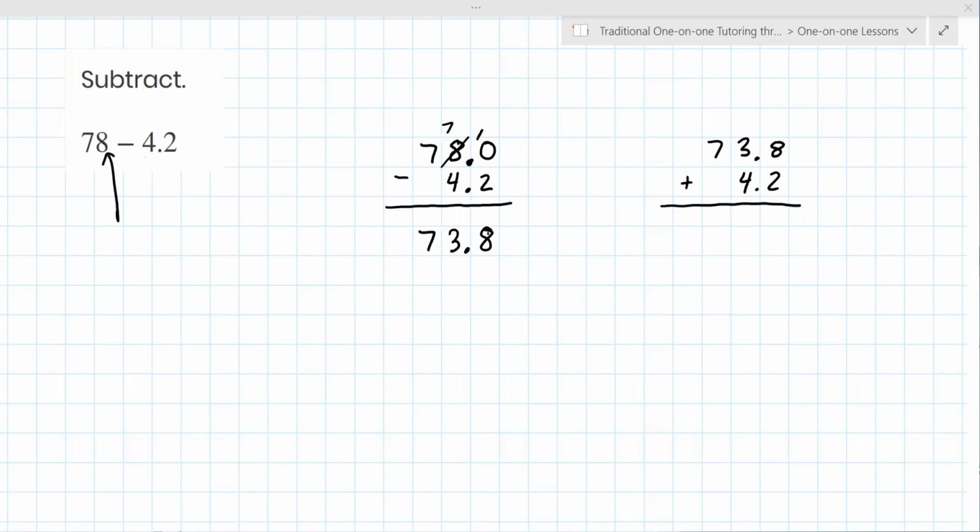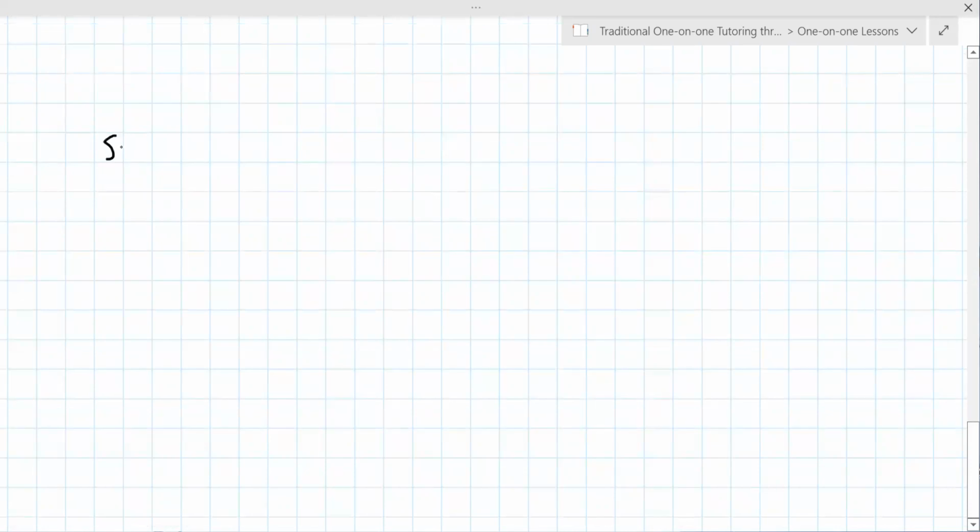What is your answer? 78.0. Good. Excellent. Okay. So let's try another one here. Let's say we want to subtract 19 minus 4.5.